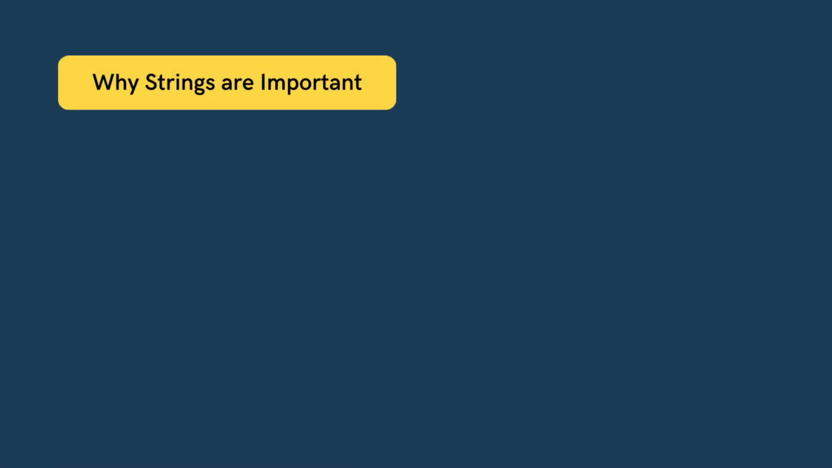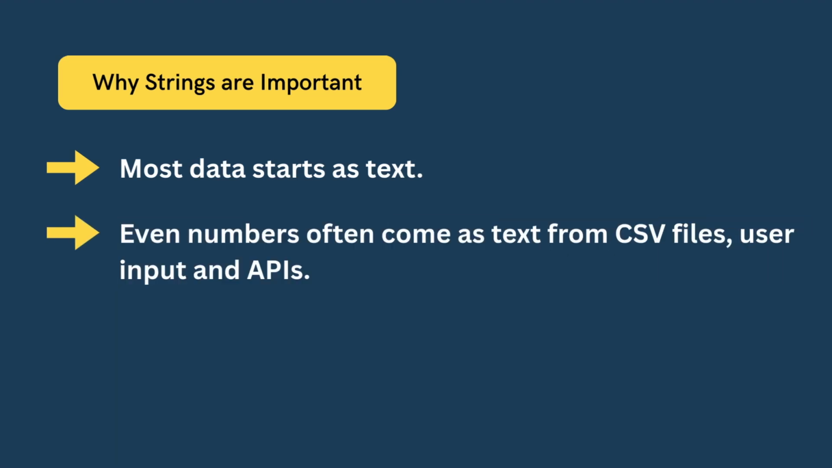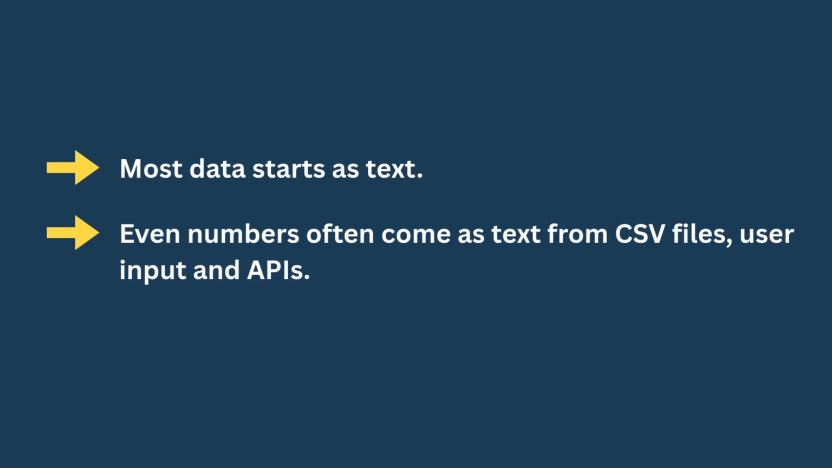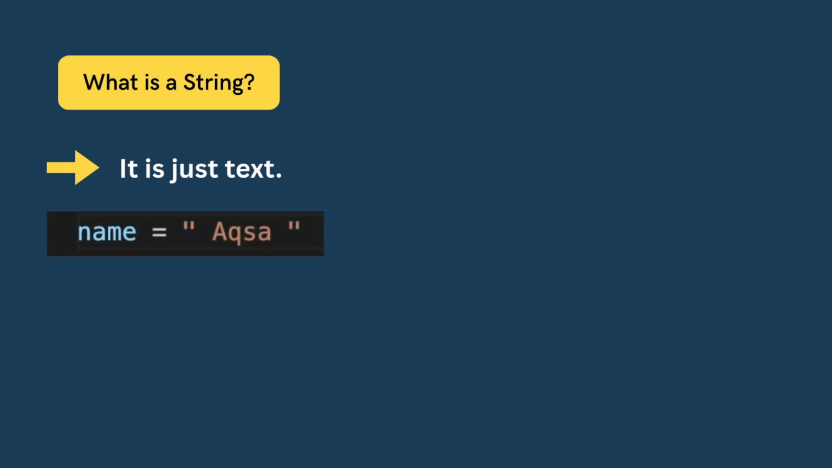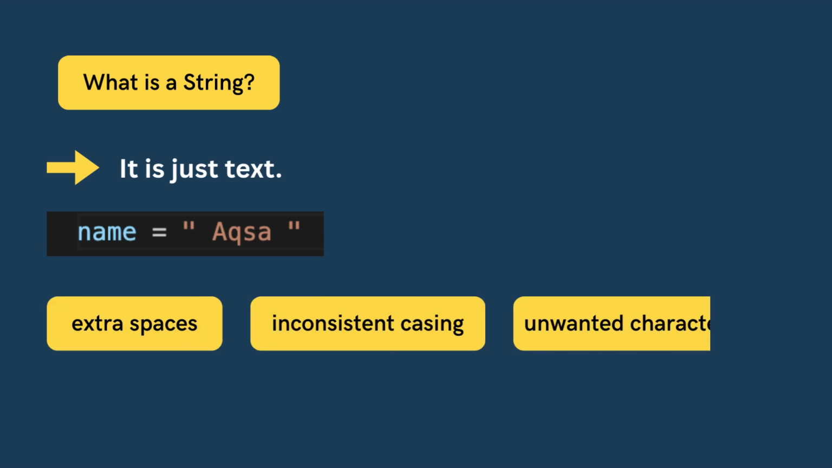First, let's understand why strings are important. Most data starts as text. Even numbers often come as text from CSV files, text from user input, and text from APIs. If you can't clean text, you can't clean data. So, what is a string? A string is just text. For example, name is equal to Aksa. But this text may include extra spaces, inconsistent casing, unwanted characters. This is what we clean.